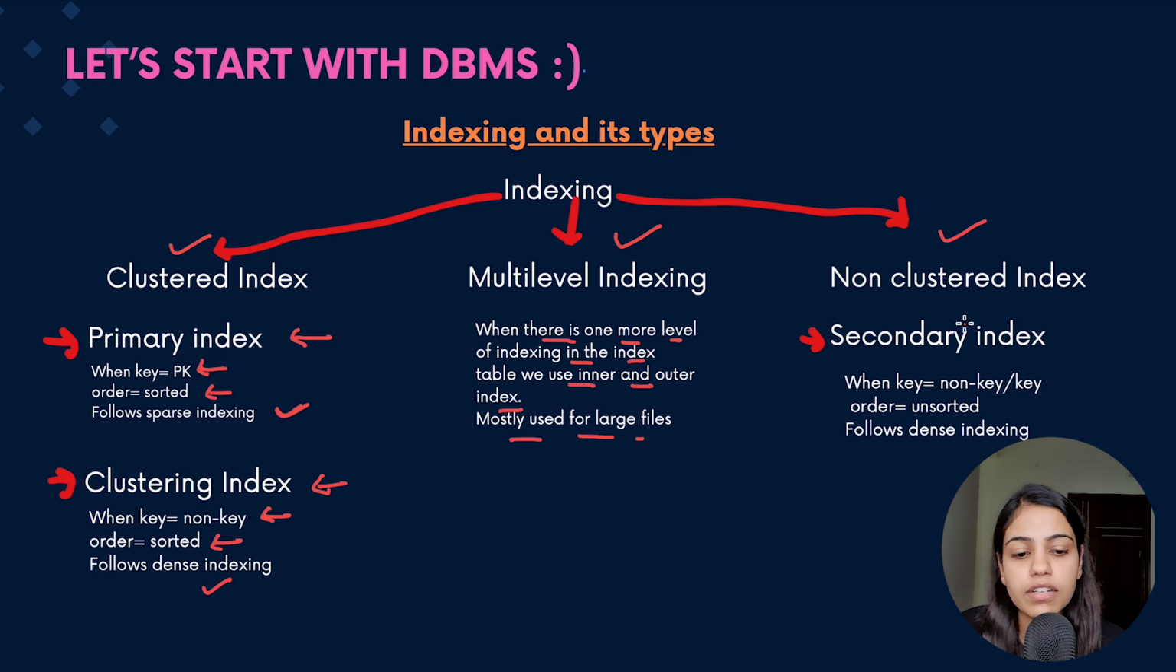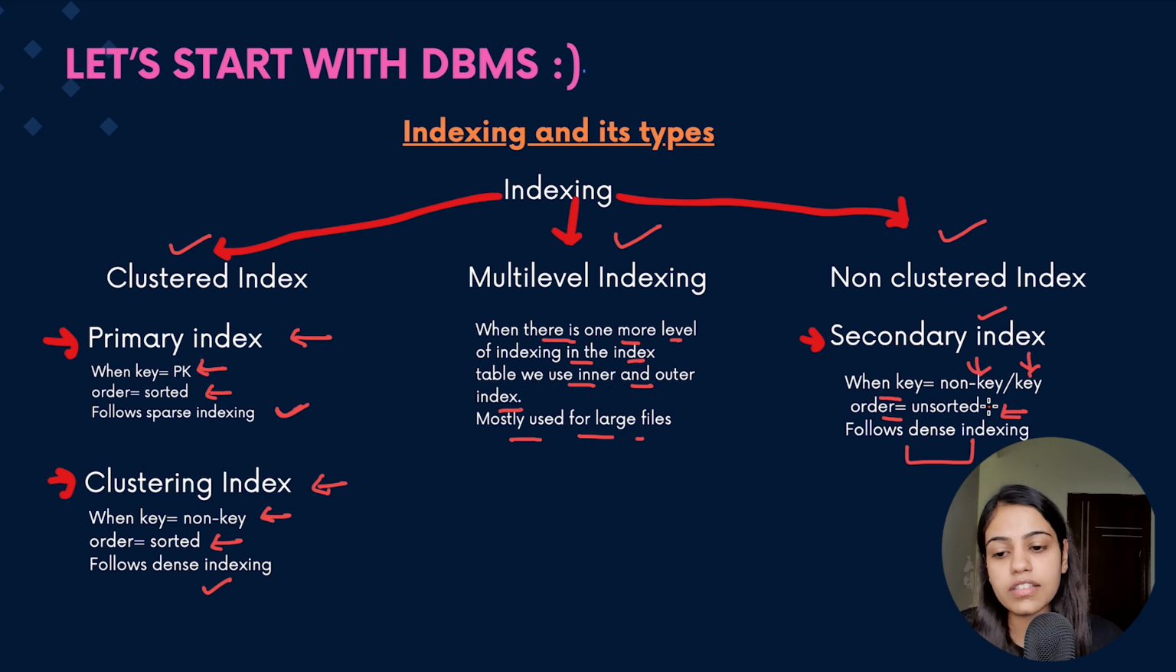Now coming to the non-clustered index, that is the secondary index. Whenever the key is a non-key or a key attribute and the order is unsorted, so the data is not in a sorted manner, and the key on which we are performing the indexing can be a non-key or key attribute, we follow the secondary index and we follow dense indexing as the indexing method there. Now let's learn about each and every type in more depth.